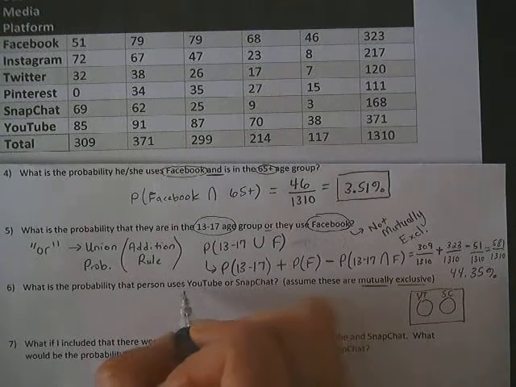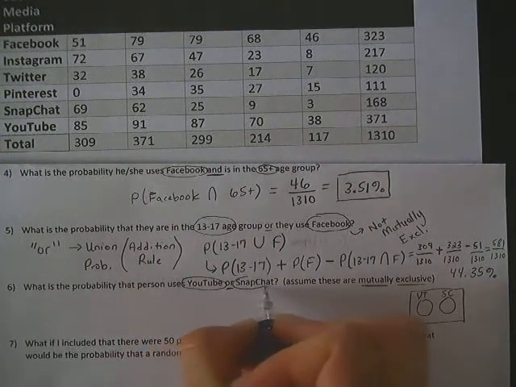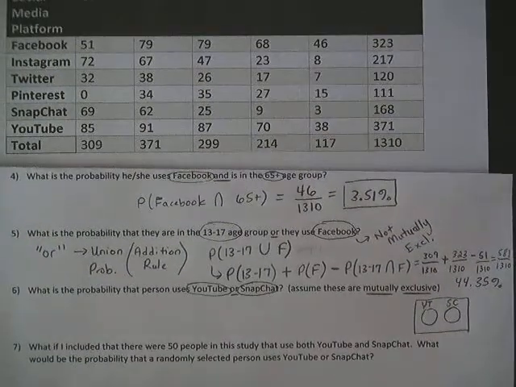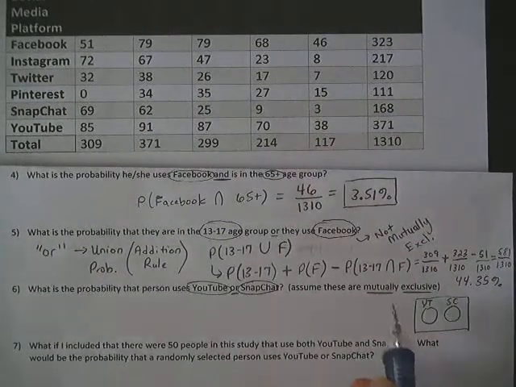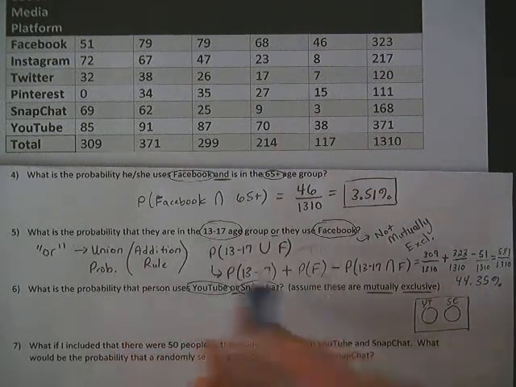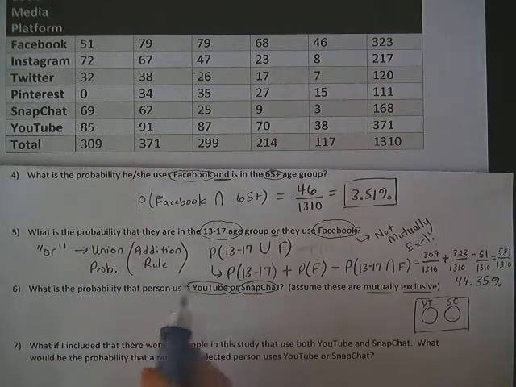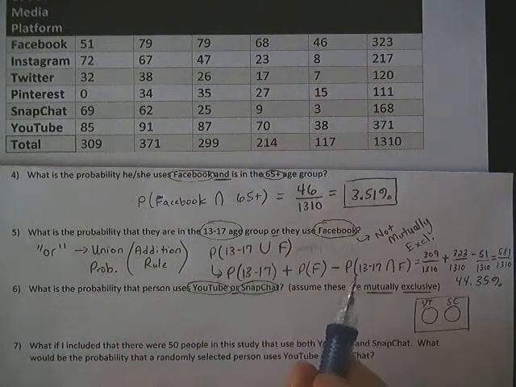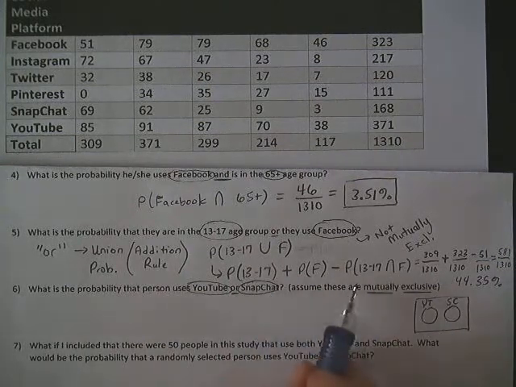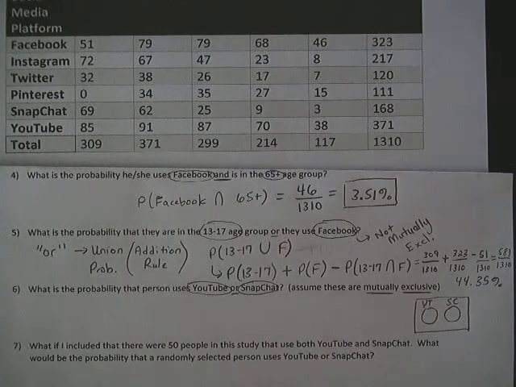So it says, what's the probability that they use YouTube or Snapchat? All right. So because there's no overlapping part, we will be doing this problem the same as the other problem because it's an or problem. But because there's no overlapping part, we don't have to subtract anything, okay? Because there would be nothing to subtract if there's nobody in the both category, all right?